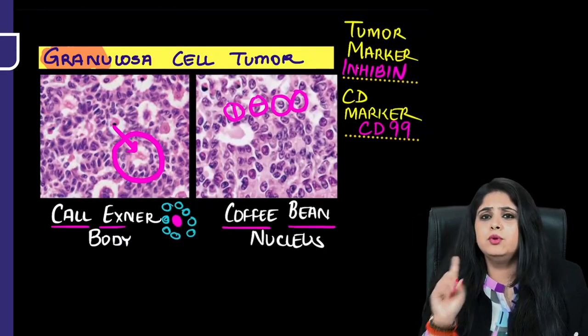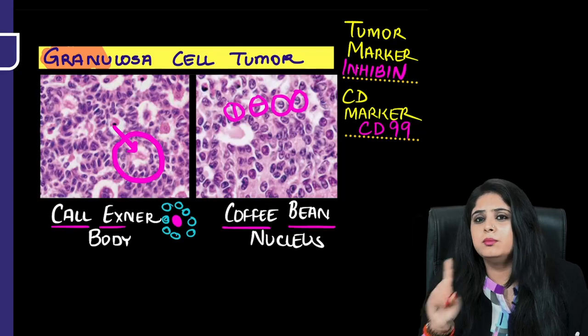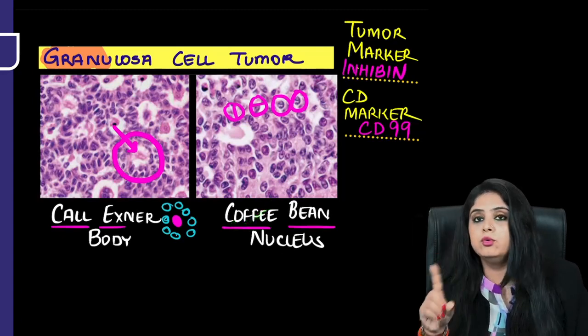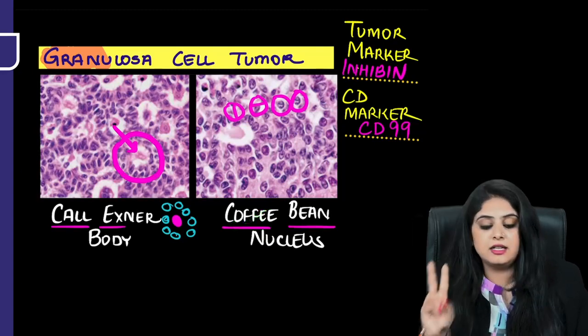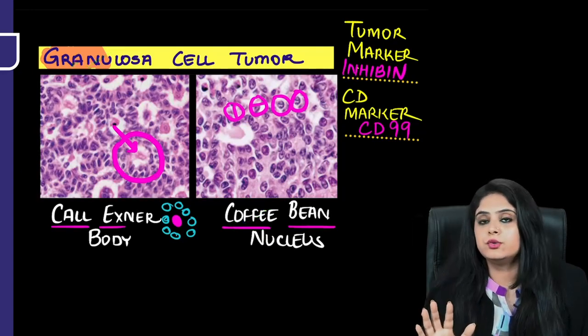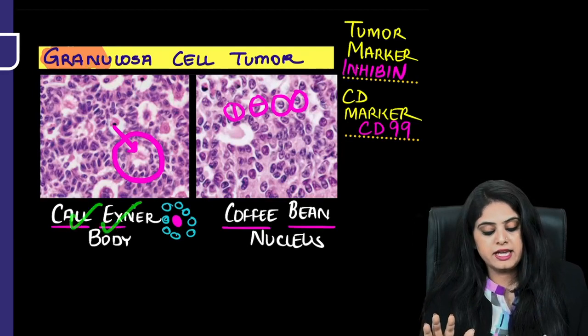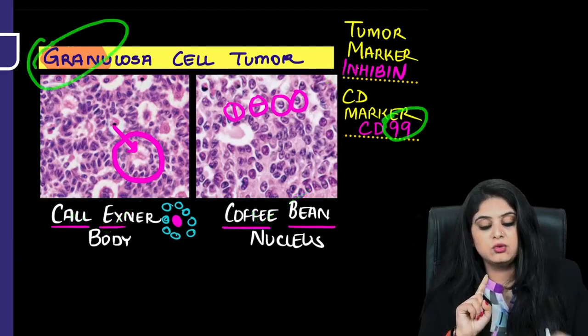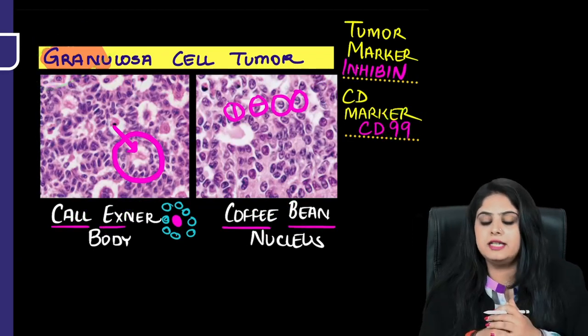Where else? Brew the coffee grains, right? Brew means Brenner, grains means granulosa. So coffee beans, brew the granules: Brenner and granulosa cell tumor show you the coffee bean nucleus. So calling the ex for coffee, bad idea. So tumor marker inhibin, she's a 99-year-old granny, occurs in old age, so CD99.